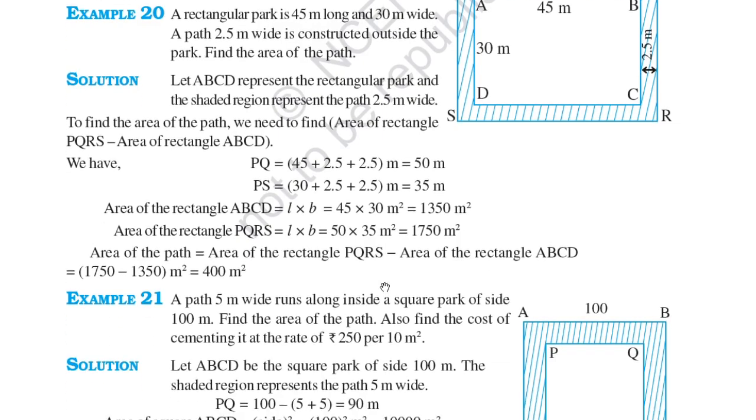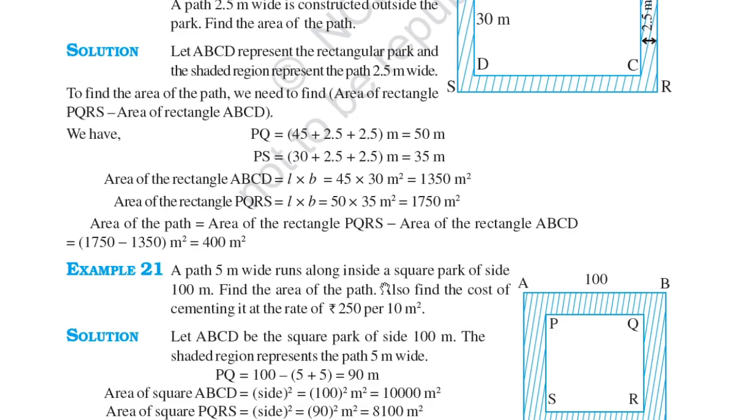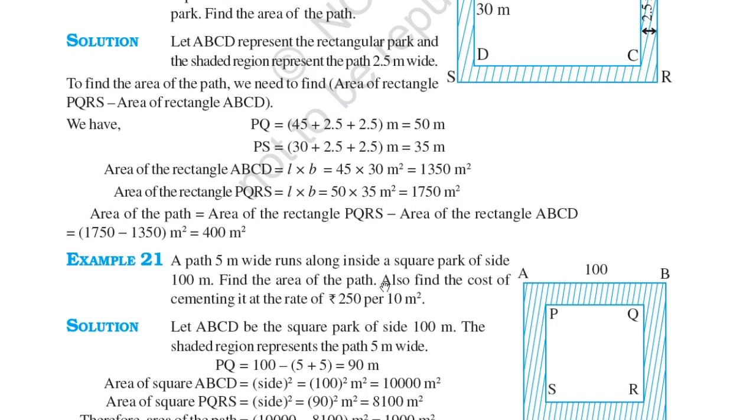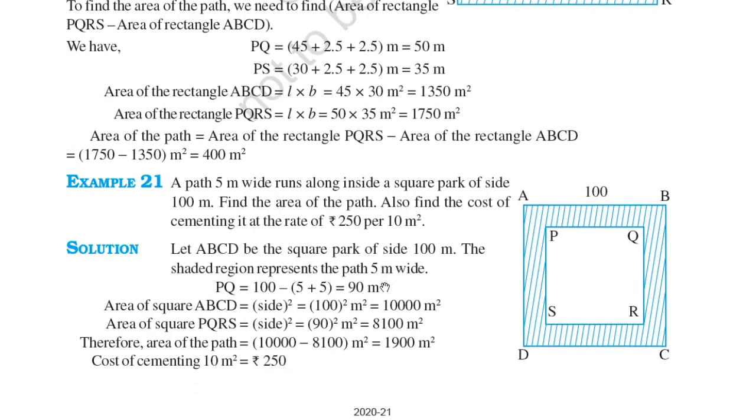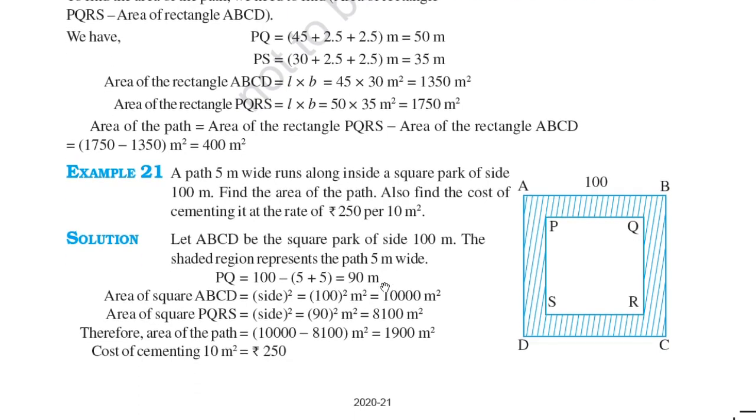So PQ is equal to 45 plus 2.5 plus 2.5, which is 50 m. PS is equal to 30 plus 2.5 plus 2.5, which gives 35 meter. Area of a rectangle is L into B. So the area of rectangle ABCD will give 45 into 30, 1350 meter square. Area of rectangle PQRS, L into B, is equal to 50 into 35 meter square, which is 1750 meter square. Area of the path is equal to area of rectangle PQRS minus area of rectangle ABCD. So it will give 1750 minus 1350, which is 400 meter square.